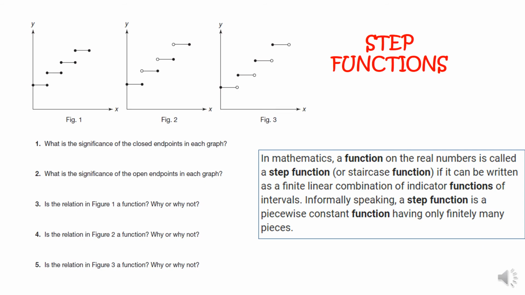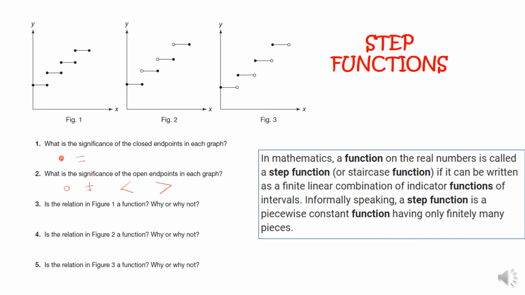Okay, this is a step function, and they call it that because it looks like steps. So we're going to look at the different rules of this. What is the significance of the closed endpoint? We already learned that means that x is equal to that point in the domain. And the open endpoint means the domain does not apply there. So it's not equal at that point. It's either less than or greater than.